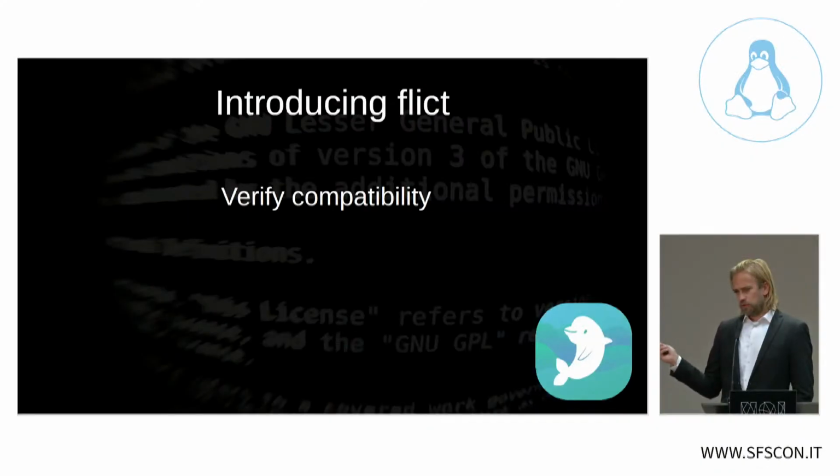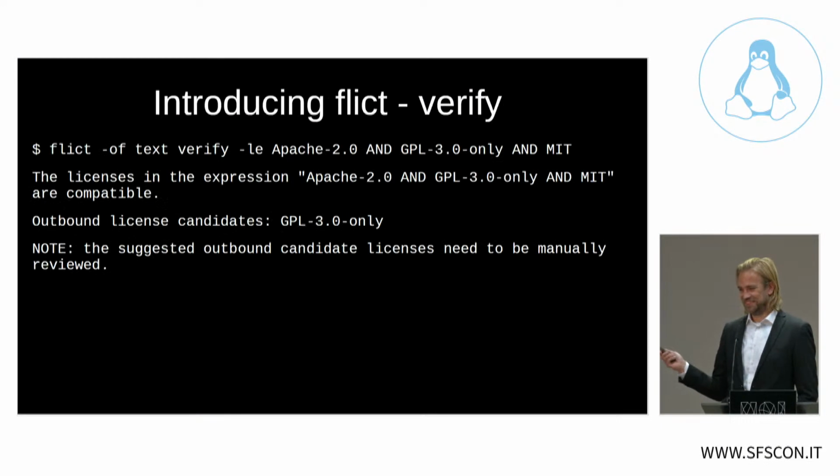Here comes the cool part. You can verify compatibility. So I can say, for a given license expression like Apache 2 and GPL 3 and MIT, are these licenses compatible with each other? And I get an answer. And you also get a return value, which is 0 in this case, so you can use this in a toolchain. But I actually excluded that from the slide because we found a bug.